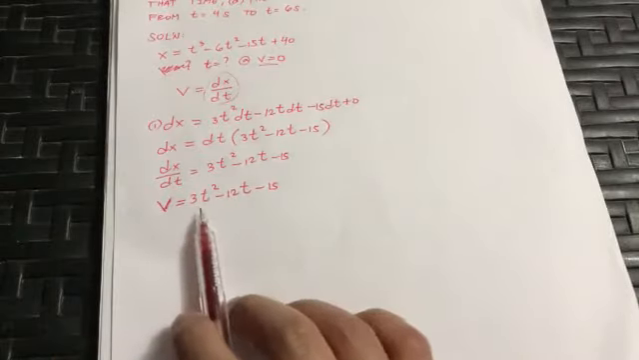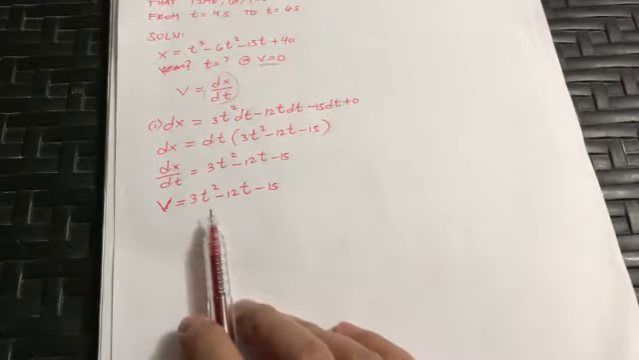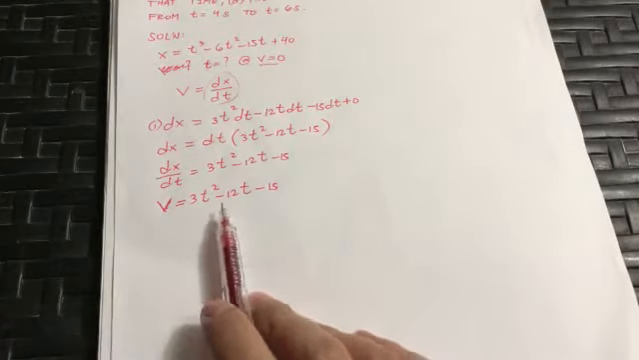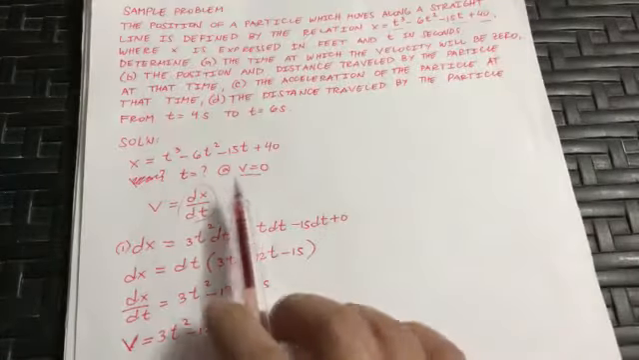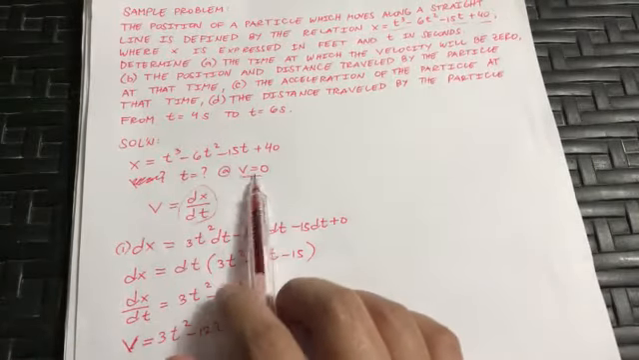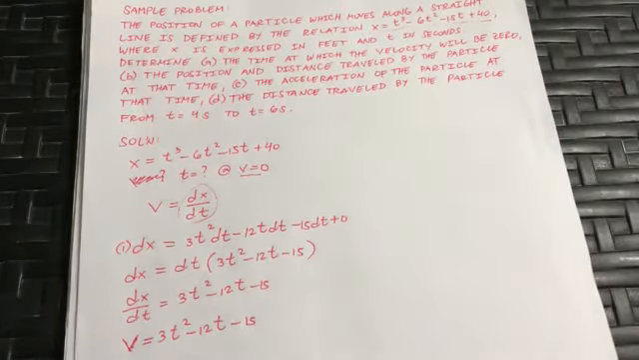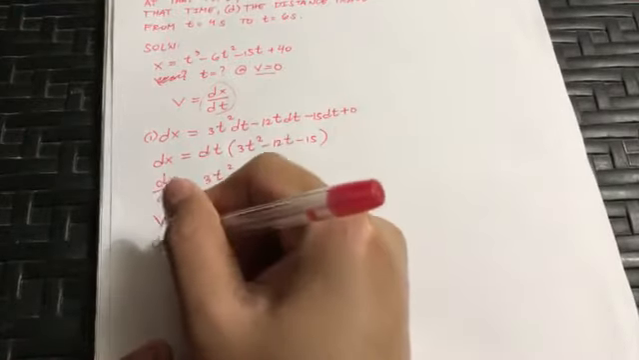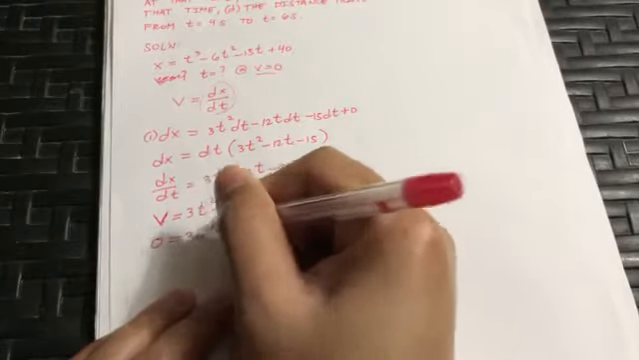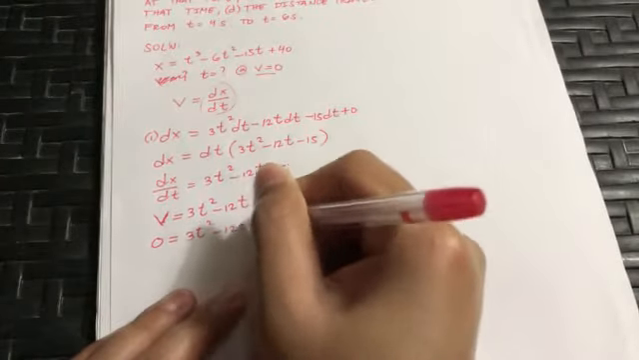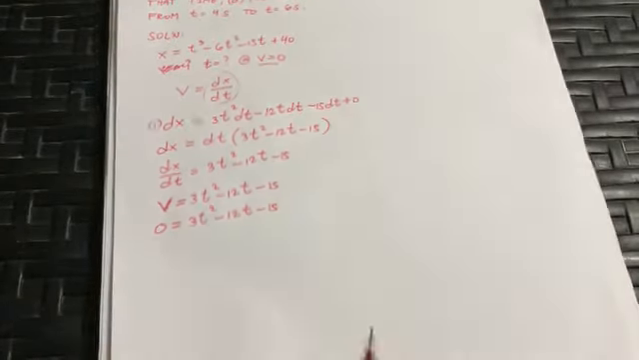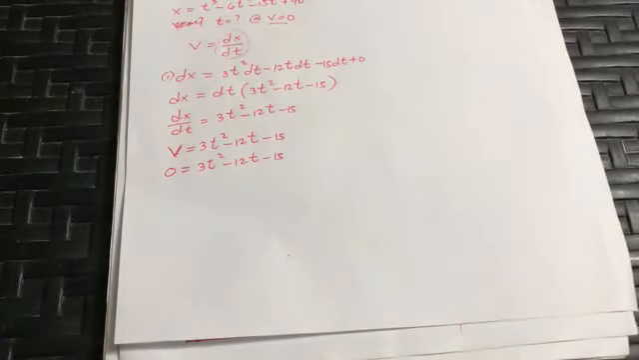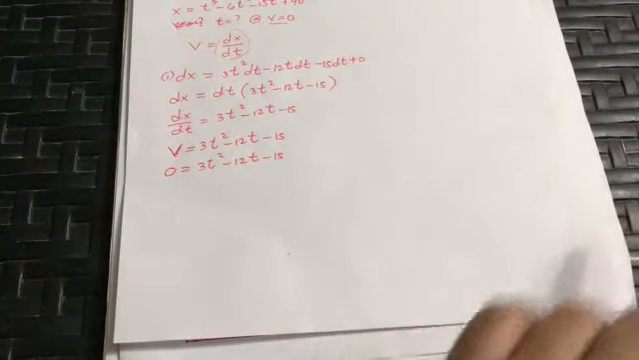We now have an equation that has velocity and time. So the first question is, what is the time when the velocity is 0? So we substitute the values. v is 0, so we have 0 equals 3t squared minus 12t minus 15. We need to solve this now. Now we can use our calculator.